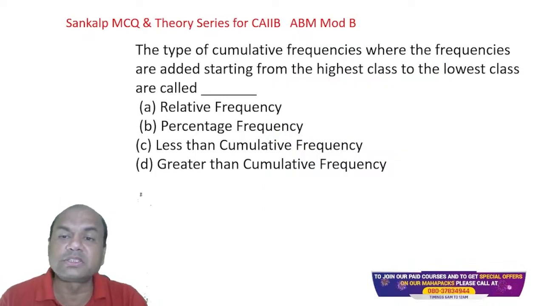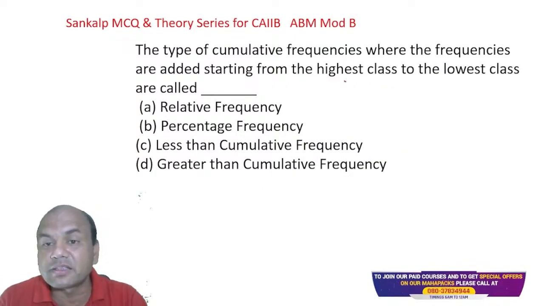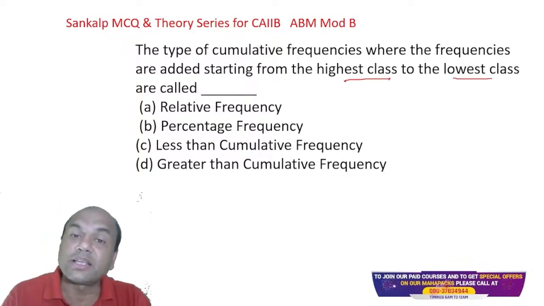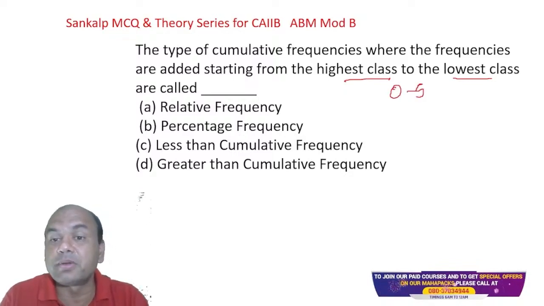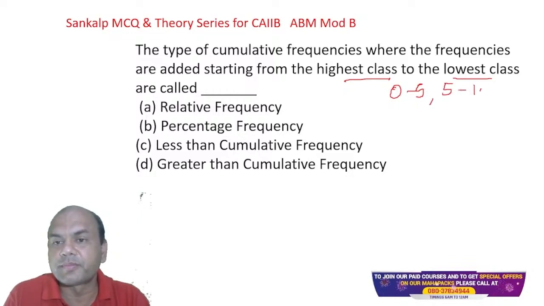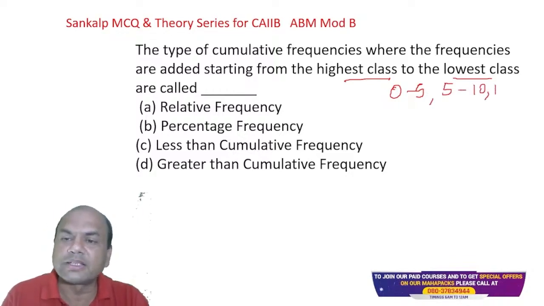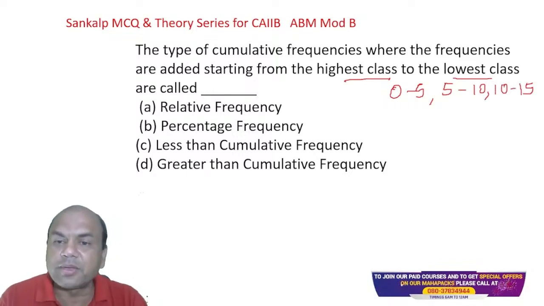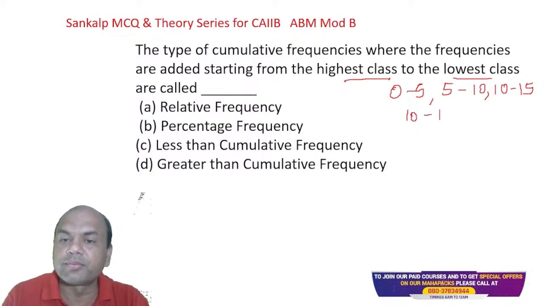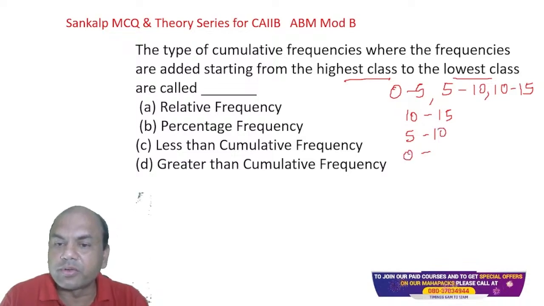The type of cumulative frequency where the frequencies are added starting from the highest class to the lowest class is called highest to lowest. Now, what do you mean by this? Suppose these are the classes, let me explain it. Let me make it simple. Let's take three classes: 0 to 5, 5 to 10, 10 to 15. Class means upper limit, lower limit. Now, suppose I arrange them this way: 10 to 15, then below I go 5 to 10, then below I go 0 to 5. If I go in this way, it is called what?